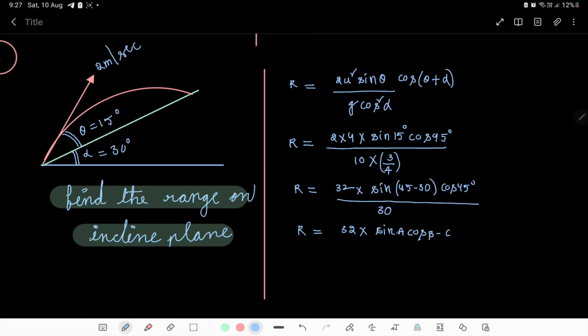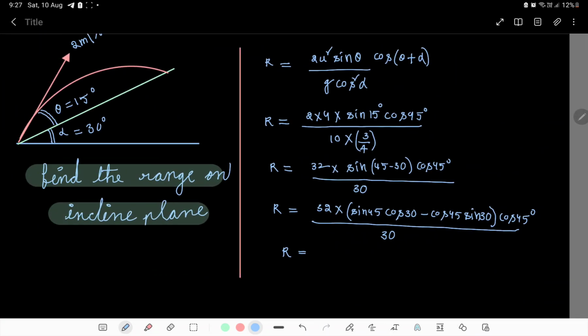Minus, why I wrote A here, 45, sorry. This can be written as sin 45 cos 30 minus cos 45 sin 30, right? Into you have a cos 45, by you have a 30. So solve it, you will get an answer. You will get an answer approximately like 20.